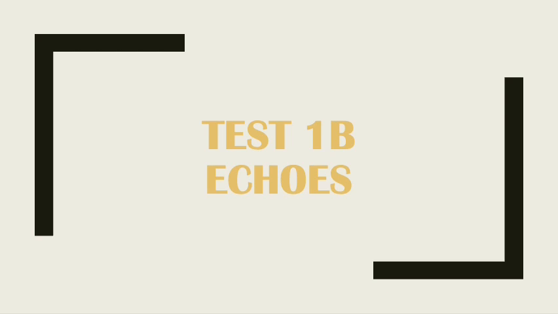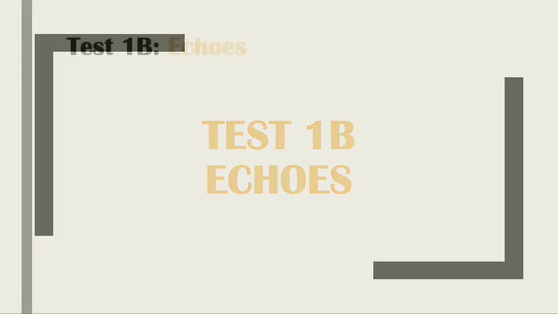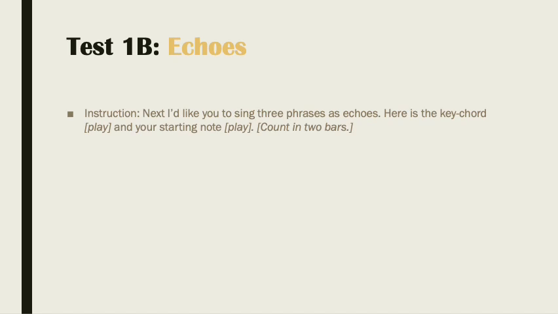The next test, 1B, will be on singing echoes. The instruction will be: next, I'd like you to sing 3 phrases as echoes. Here is the key chord and your starting note. Then the examiner counts in 2 bars and starts to play the phrase.